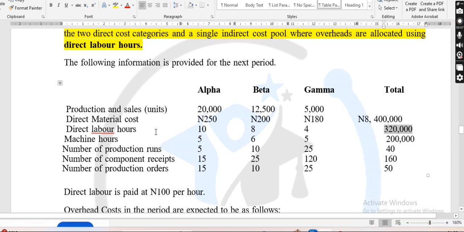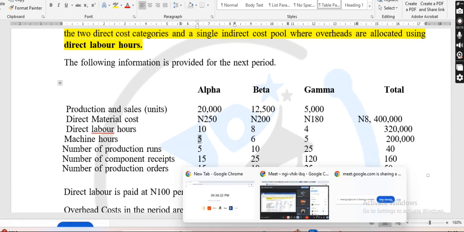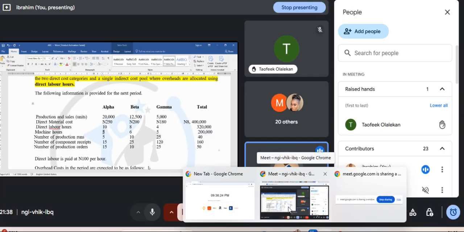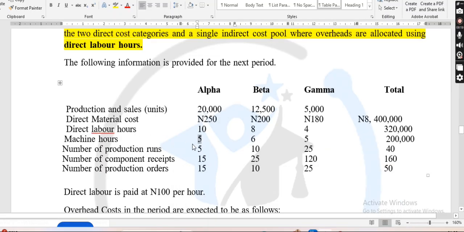Now, machine hours, you can see machine hours, right? And they absorb their overhead on the basis of direct labor hours prior to that. Now, this 5 means 5 hours per unit. If they use 5 hours to produce 1 unit, how many hours did they use to produce 20,000 units? We'll get there. Class, are we following? You can see the logic, right?